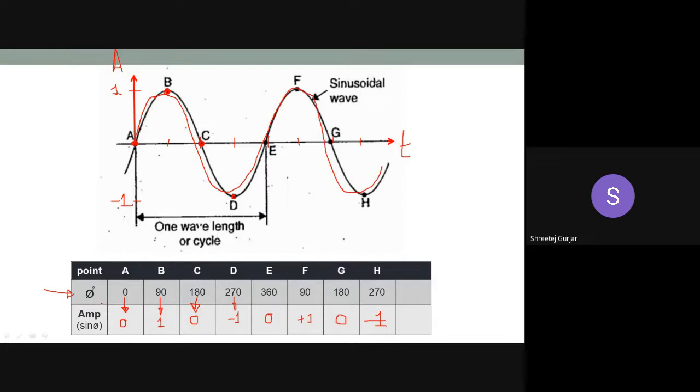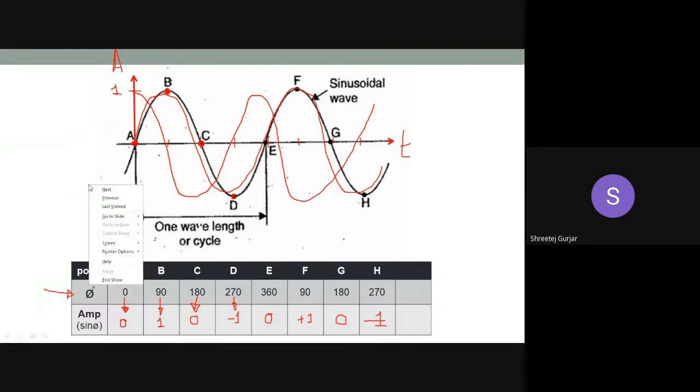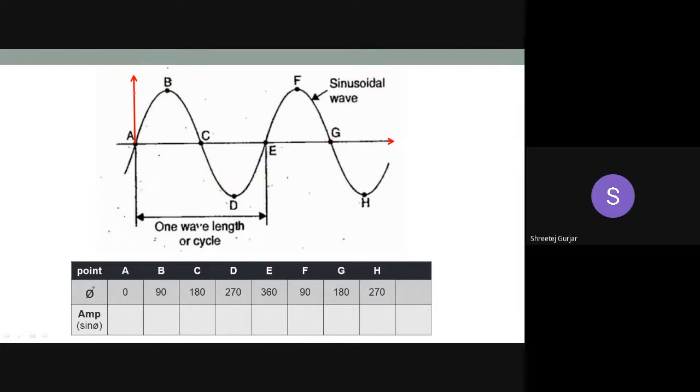If you want, you can plot for cos and check. You can plot the same thing. The values will be the same, but the start will be different. It will start from here, because cos 0 is 1, right? So it will start from here and continue in the same pattern.